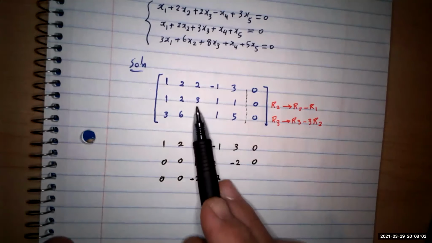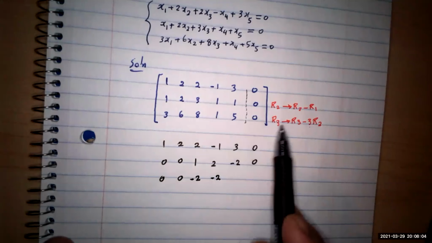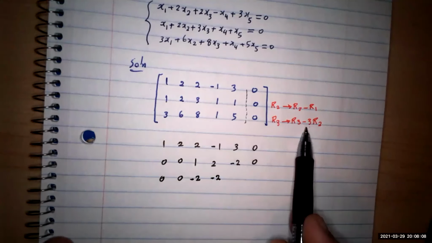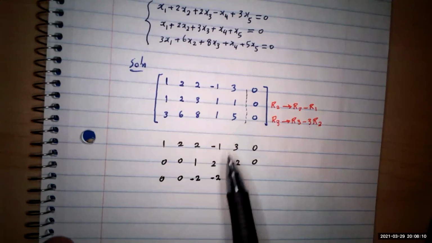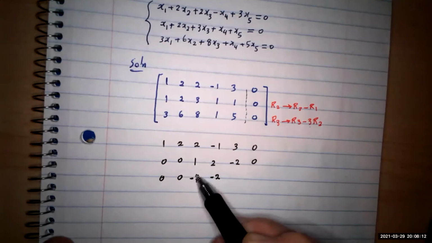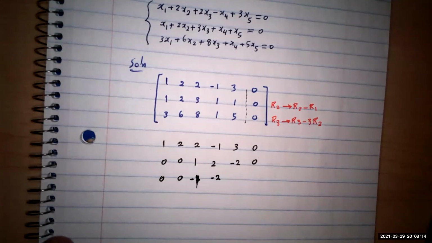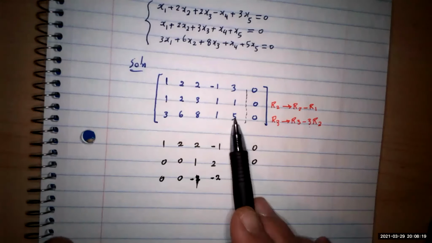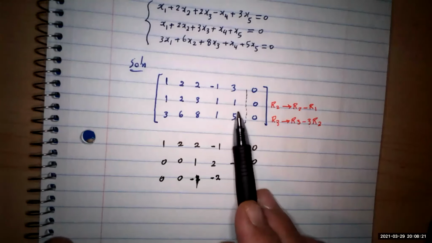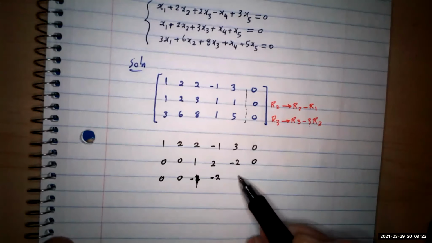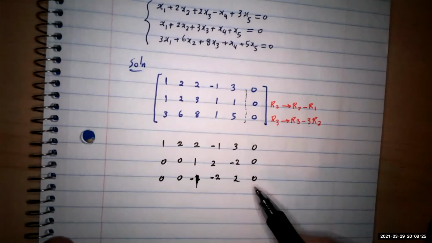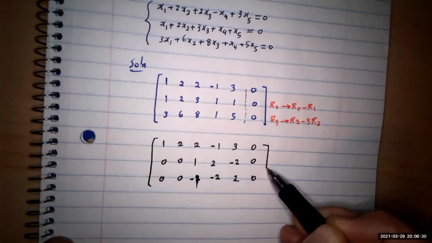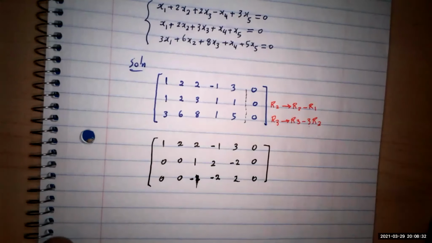Let's check. I got the 0, 0. That's 3 times 3, 9, so that would be a -1. I got the -2, then R3 here: 5 minus 3, which is equal to 2, and that would be 0. So this is going to be the conclusion, to get these numbers.